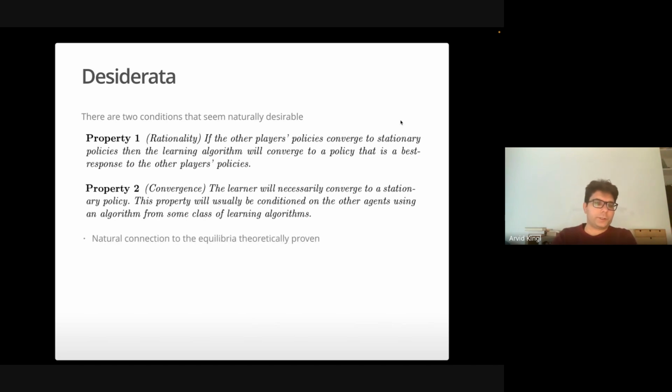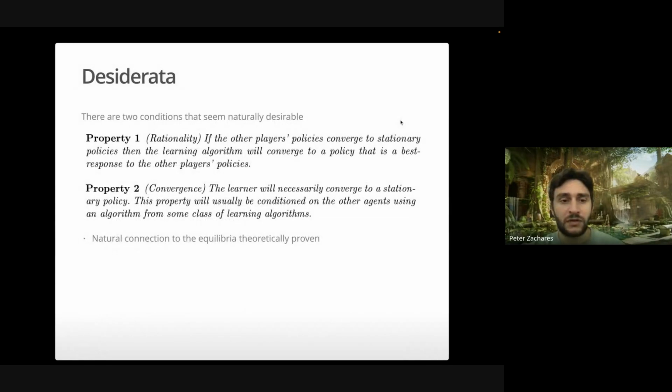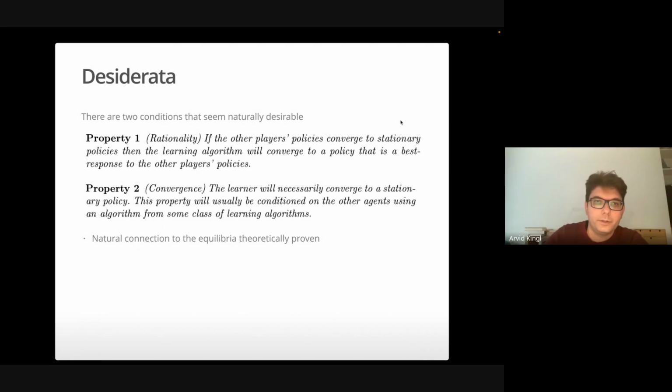You can prove that, of course, if you are rational and you converge, then you are in a Nash equilibrium. And so people tried solving these things. If we go back to the other slide, this one or the one before? The convergence slide. Yeah. Converge to policy.